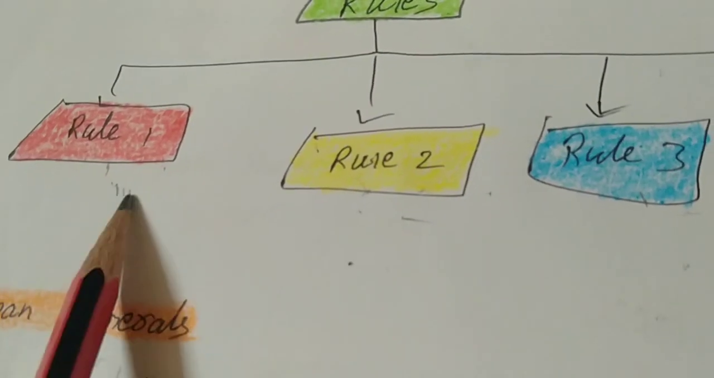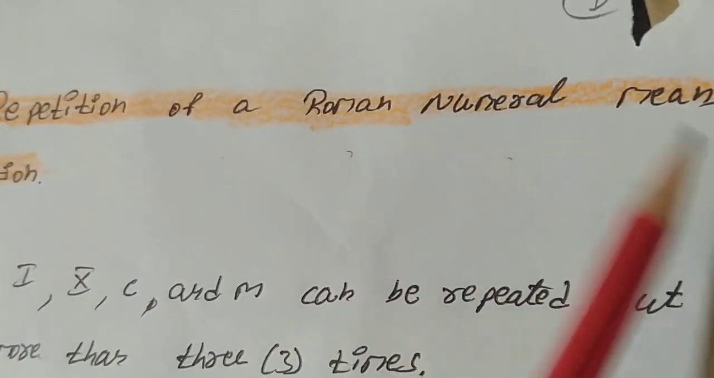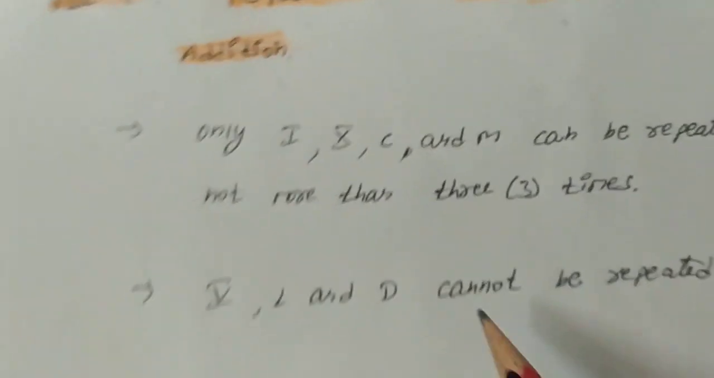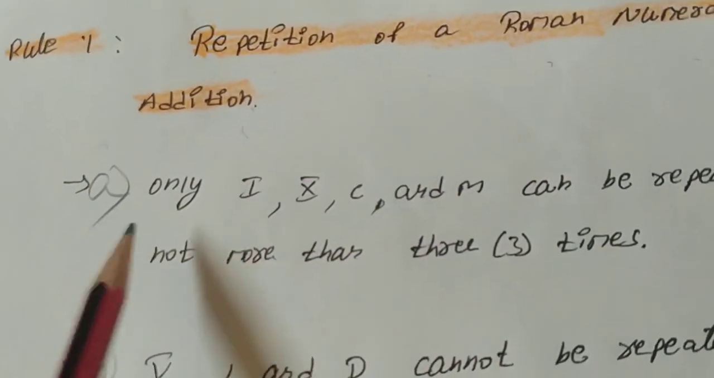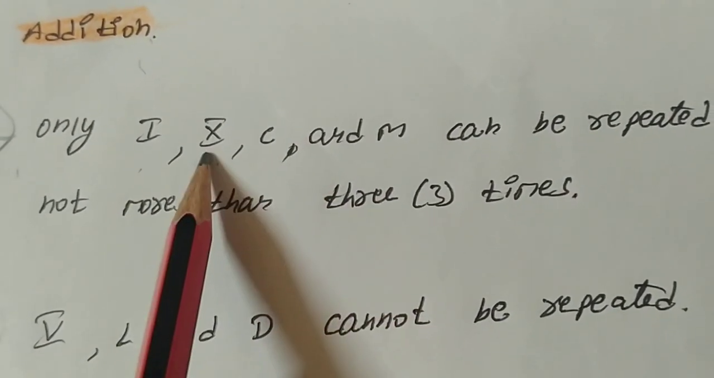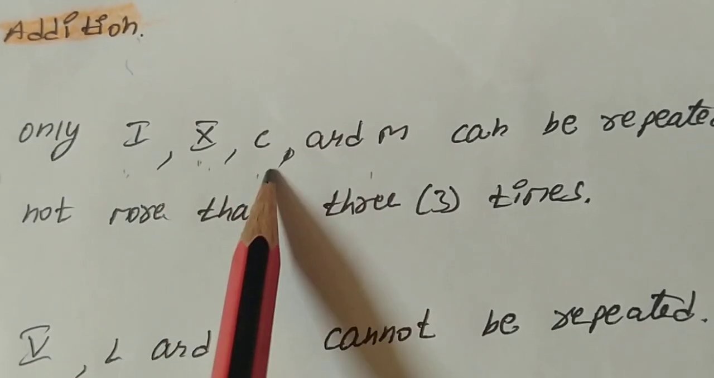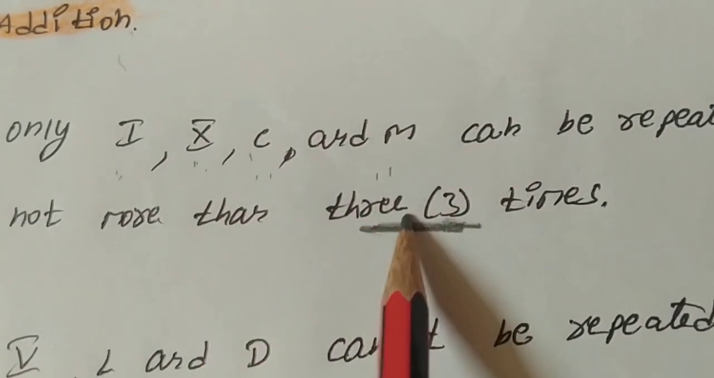And finally, we came to here. Now we are discussing rule number 1. In rule number 1, remember my dear students, the condition is that repetition of a Roman numeral means addition. In the Roman numerals, we have two groups: A and B. In A, the numerals are I, X, C and M. I, X, C, M can be repeated up to 3 times.